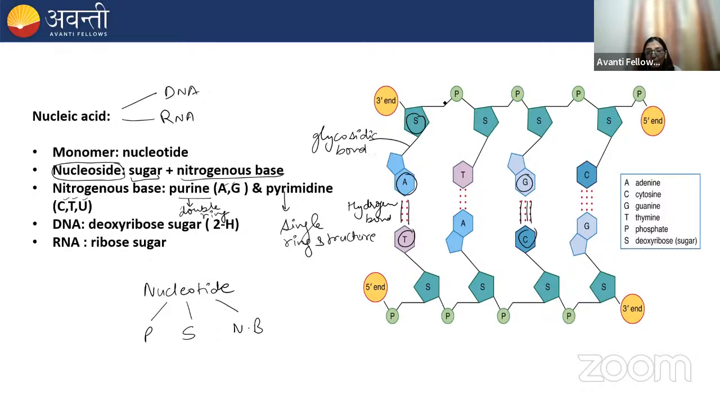And the bond between the sugar and the phosphate is the phosphoester bond. This is also a phosphoester bond. This is a phosphoester bond, and we collectively call it the phosphodiester bond. This phosphodiester bond joins the two nucleotides.